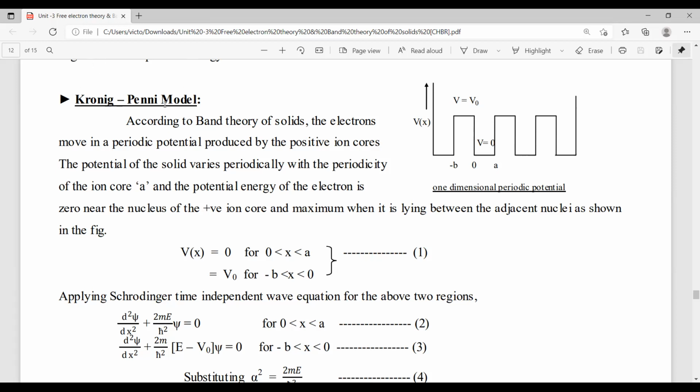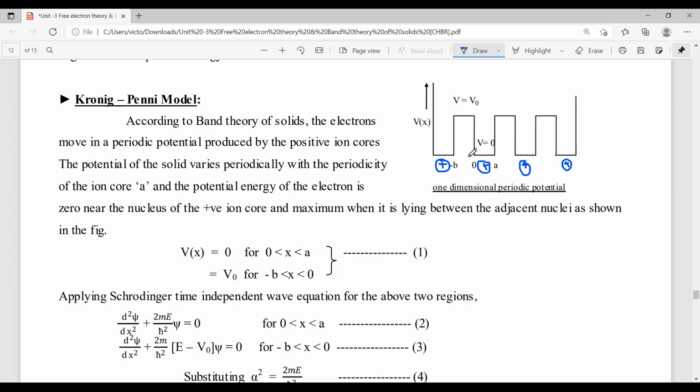Now, in today's session, we discuss the Kronig-Penney model. This is completely based on the Bloch theorem. So this is the figure. Here, the positive nuclei are the positive lattice ion cores in solids.